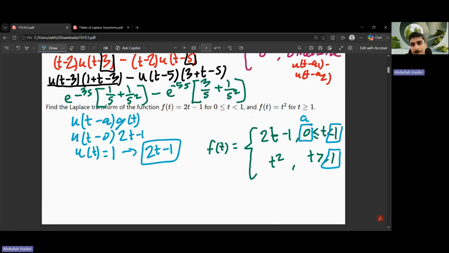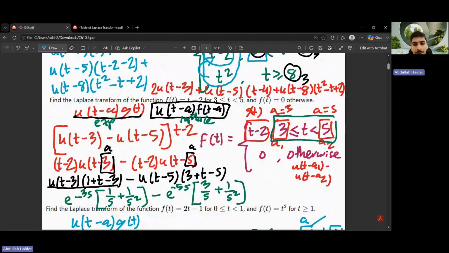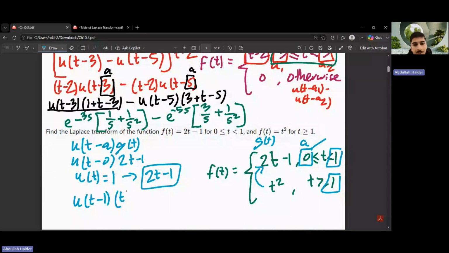We're done with this a, and now we move on to our a equals 1. So u(t minus 1). And now you might remember from the first part, if you're making a jump in the unit step function from one a to another, you subtract the old g(t) by the new one. So basically, this will be t squared minus 2t plus 1.